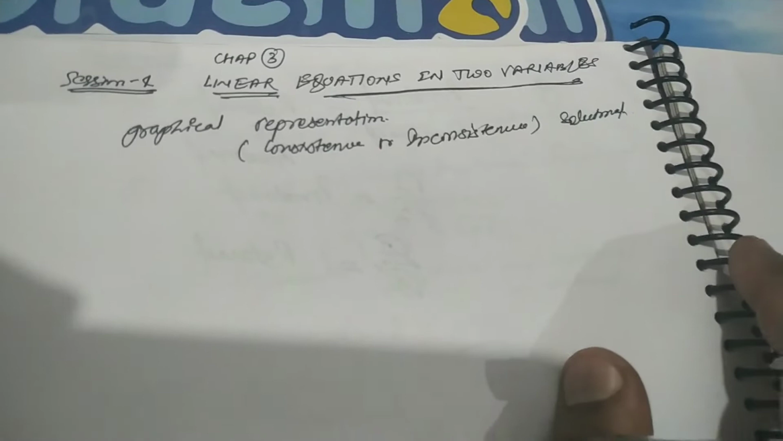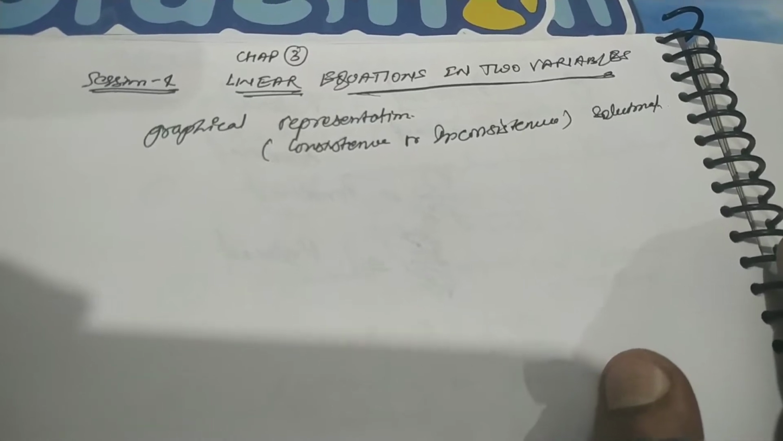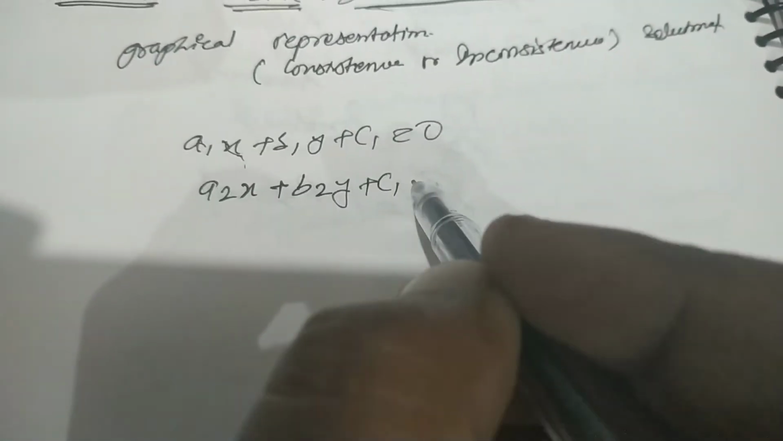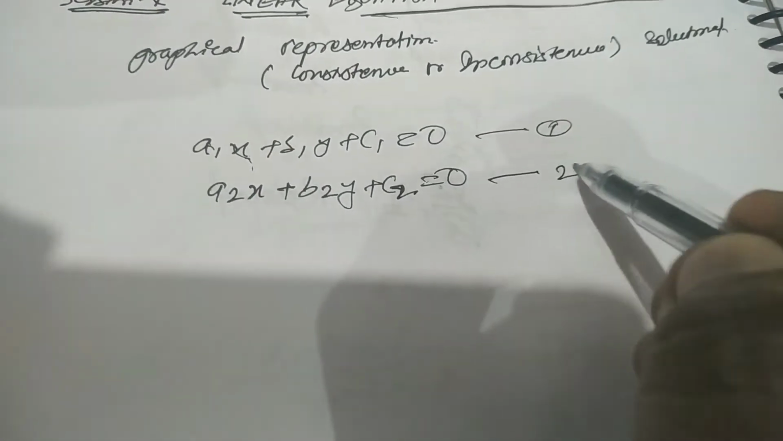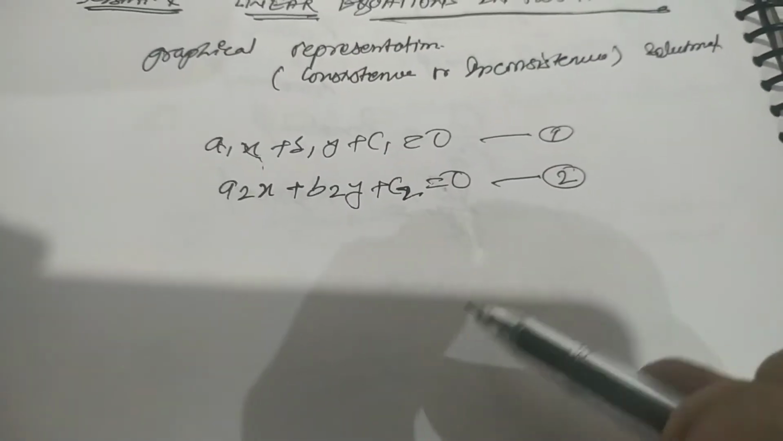Students, today we will discuss the graphical representation of the solution of two linear equations, that is, whether they are consistent or inconsistent. For that, let us have two linear equations: a1x + b1y + c1 = 0 and a2x + b2y + c2 = 0. This is linear equation 1 and linear equation 2. If we draw the graph of these two linear equations, we will get straight lines on the Cartesian plane.